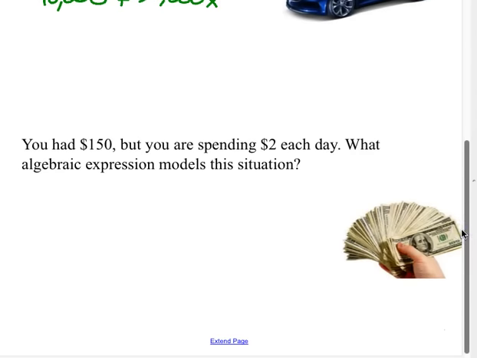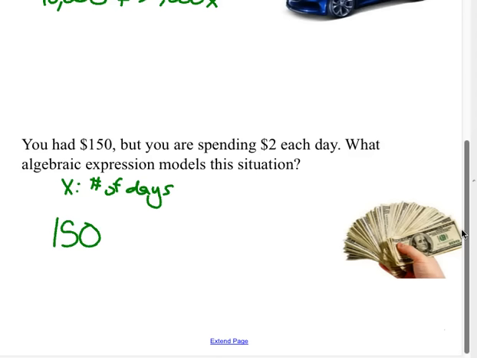You had $150, but you're spending $2 each day. What algebraic expression models this situation? So again, I'm just going to label x. It's going to be number of days. Okay, so I'm starting with that 150. I'm spending $2 each day.